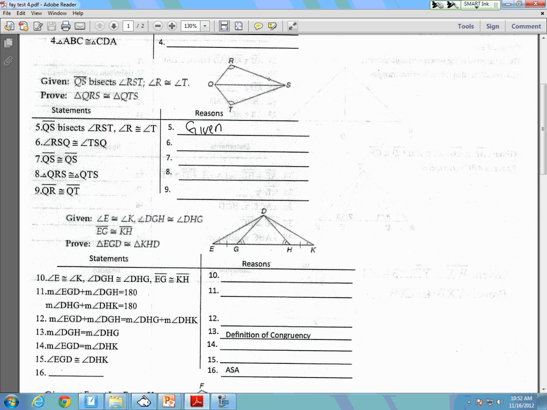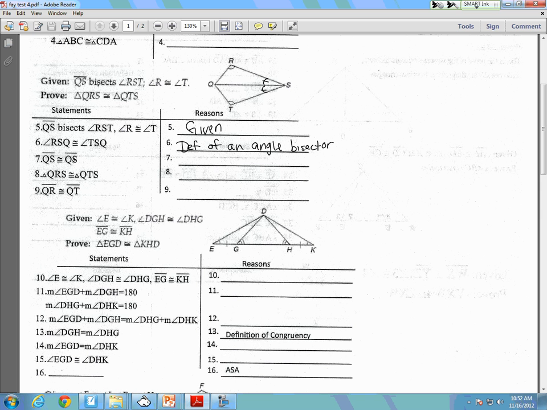Now, why is angle RSQ, why is that angle right there and that angle right there, why are they congruent? Well, we were told that QS bisects the angle RST. So the reason there is the definition of an angle bisector. Remember, angle bisectors take an angle and they cut it into two smaller congruent angles.